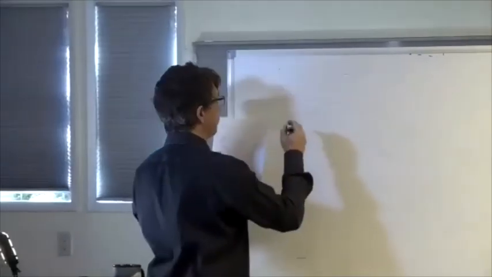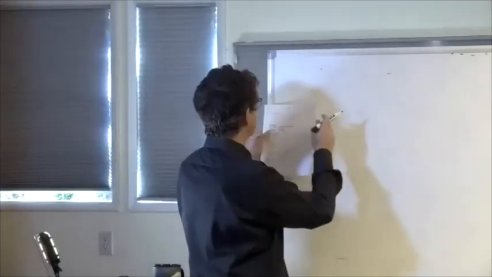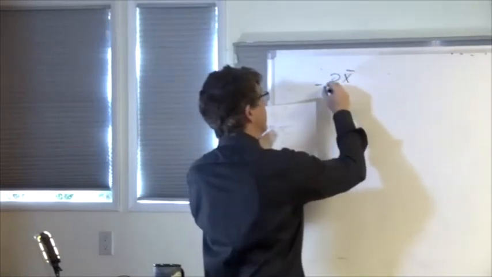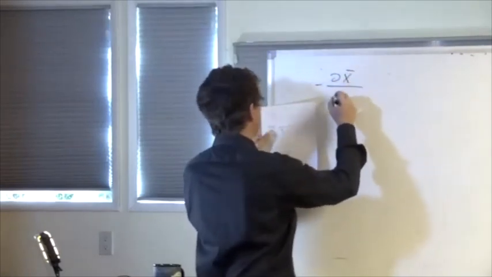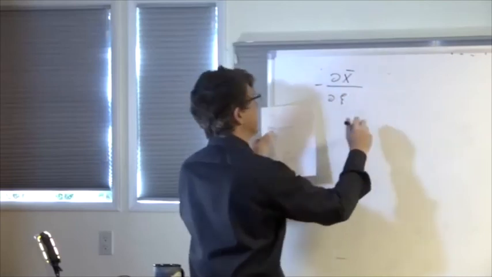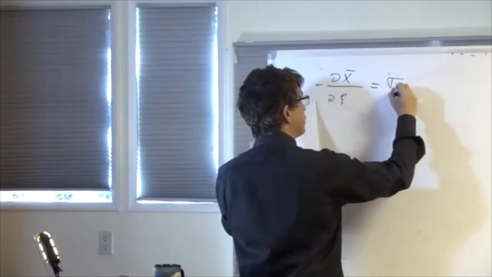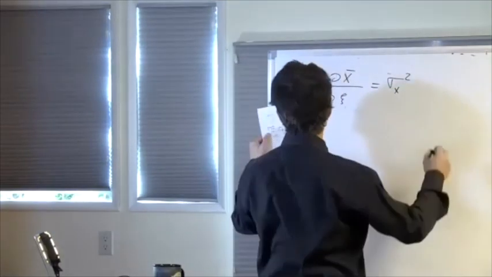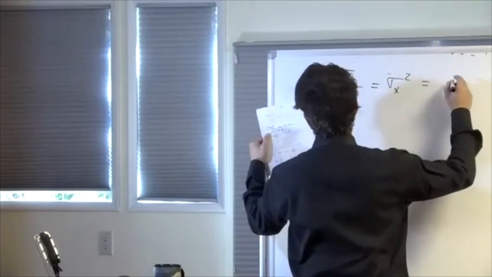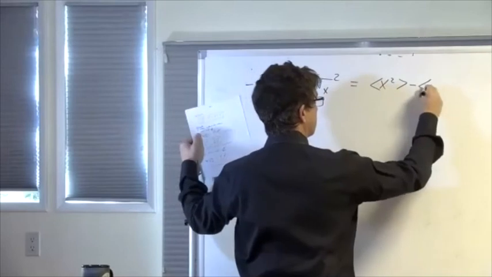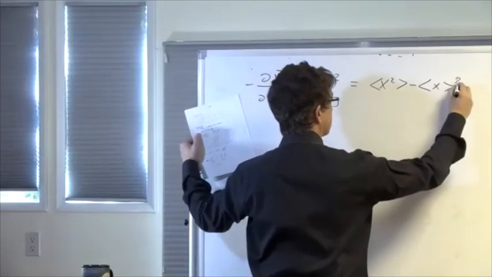So what you will find if you do this derivation for an extensive quantity is that the derivative of the average X with respect to its conjugate Xi is the fluctuation of X squared. So that's the average of X squared minus the average of X, squared.